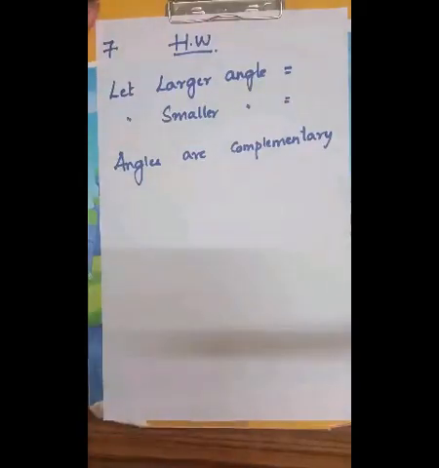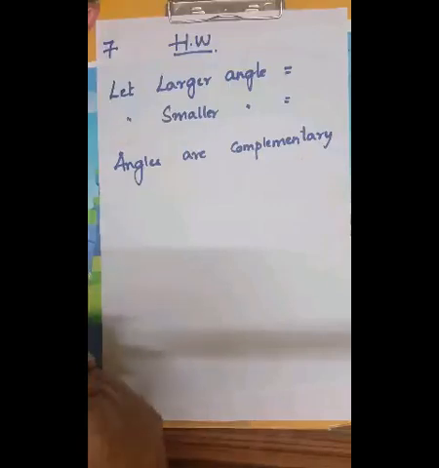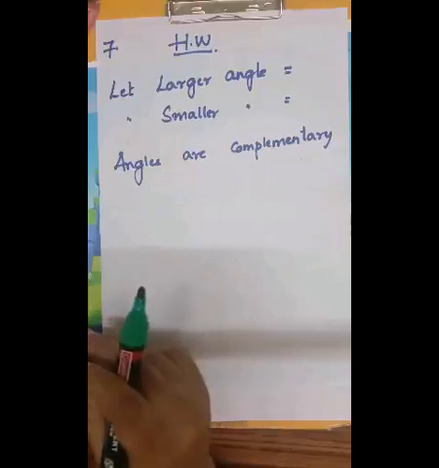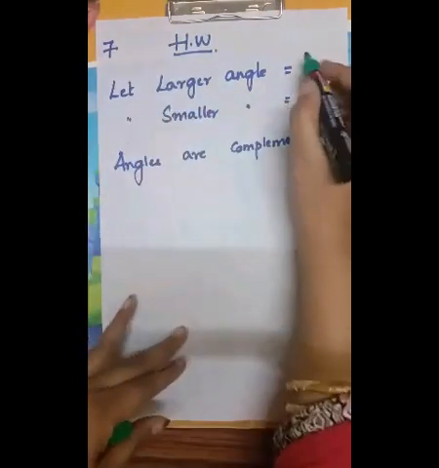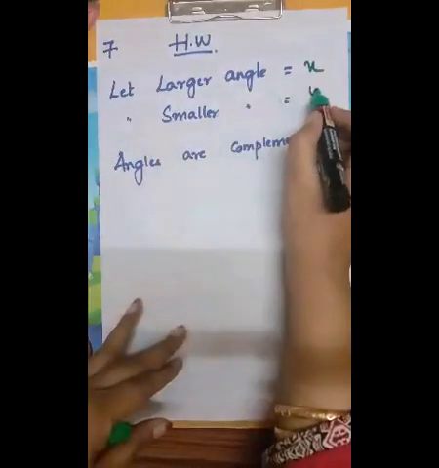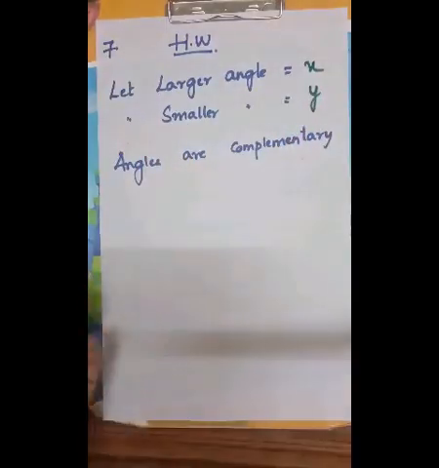Two angles are complementary. What does it mean? The sum of the two angles should be 90 degrees. The larger angle is 3 less than twice the measure of the smaller angle. Find the measure of each angle. Let the larger angle be x and the smaller angle be y.